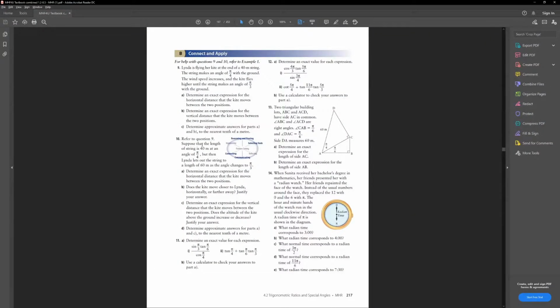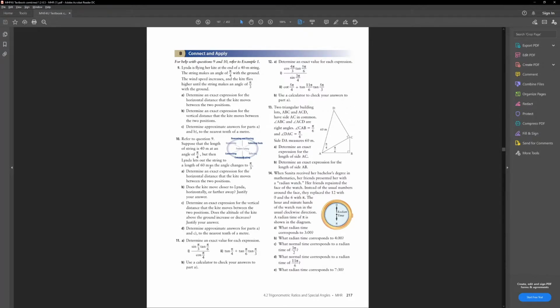So question 10 asks us to refer back to question 9 and suppose that the length of the string is still 40 meters and an angle of pi over 4, but then she lets the string out to a length of 60 meters as the angle changes to pi over 3. So now it's almost the same question, but now the string was also increased.